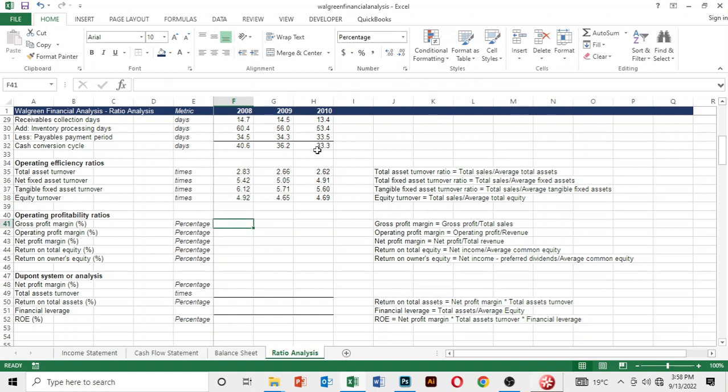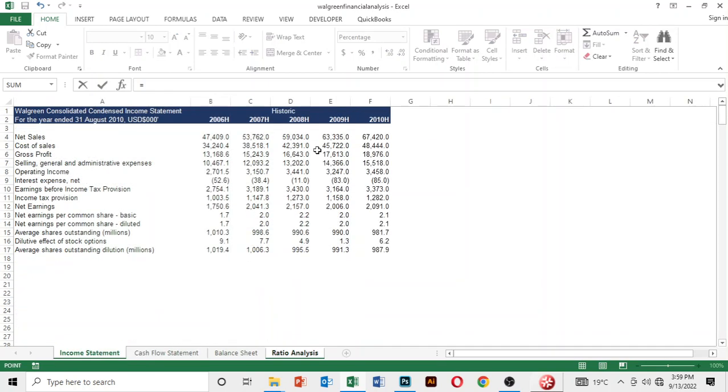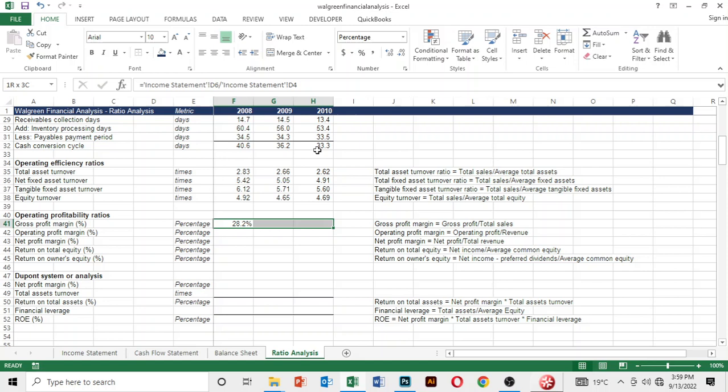And then let's look at the operating profitability ratios. We've got the gross profit margin. This one is simple to compute because it's just gross profit divided by sales. So let's look at the gross profit figure for 2008 divided by sales, and then we copy that to the right.